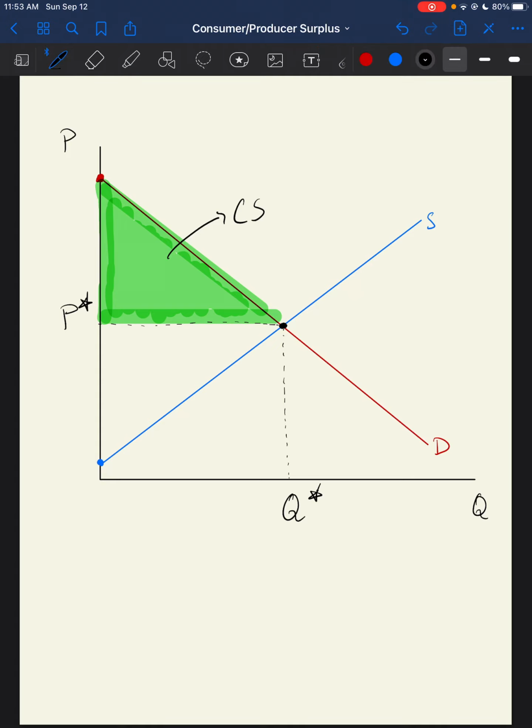So now let's talk about producer surplus. Just like consumer surplus, we now have our folks on the supply side of the market. And just like we solved consumer surplus, producer surplus is the difference between the lowest price that a firm is willing to accept for a good or service and the price that it actually receives. The price that they're actually going to receive is the market price right here, this P star on the y-axis.